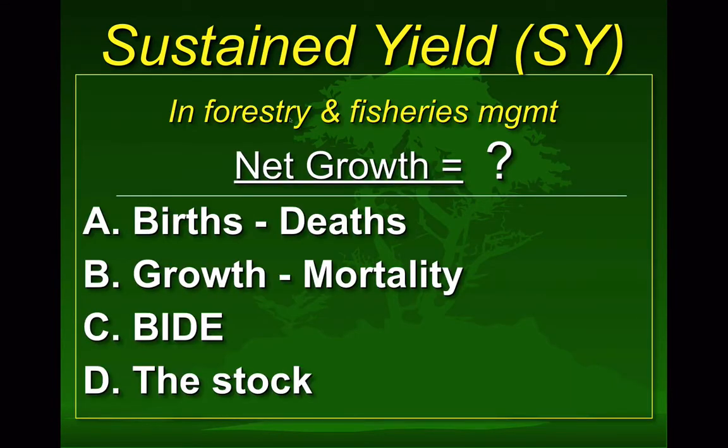So in this case, in forestry and fisheries, net growth is equal to what? Births minus deaths, growth minus mortality, the BIDE or the stock. This could be a question on a test, and I think you'll know right away that net growth has to be equal to growth minus mortality. We don't really talk about births of trees, right? Or deaths of trees necessarily. So we talk about growth minus mortality. So the answer to this one is B.